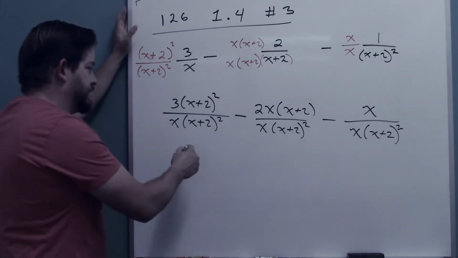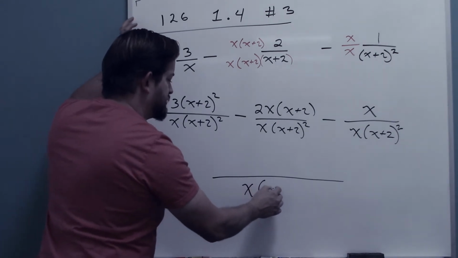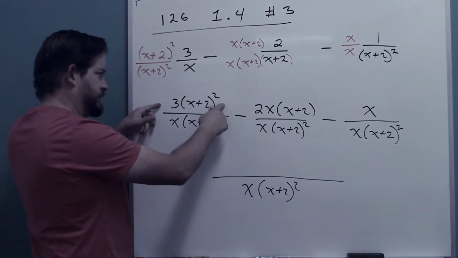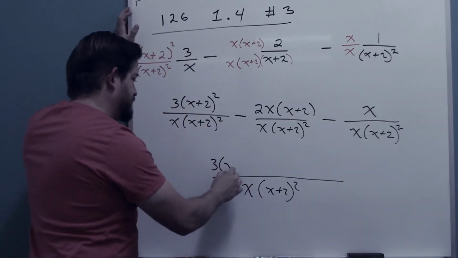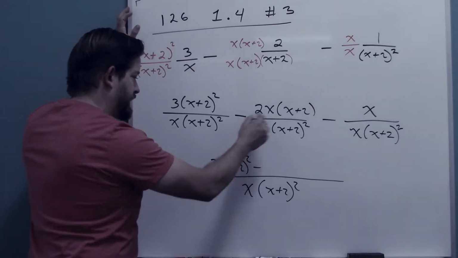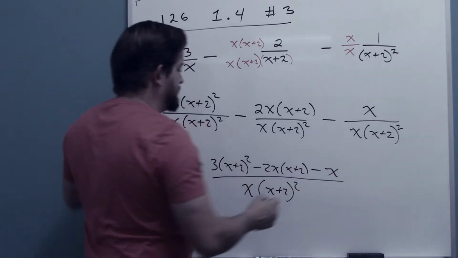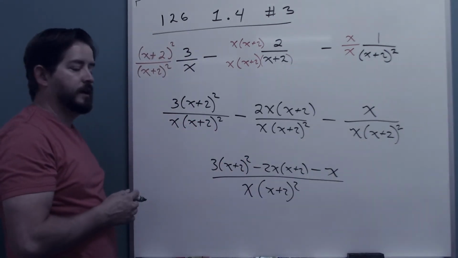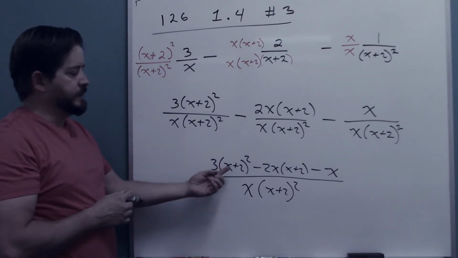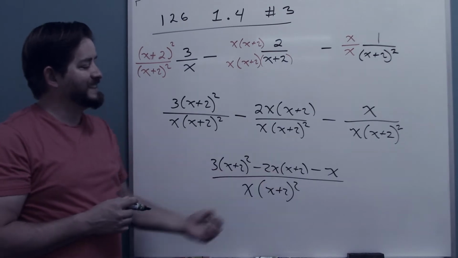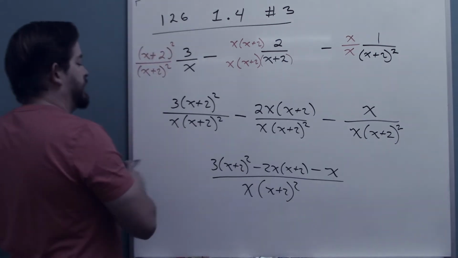If I just try to add it together now, all over the same denominator of x times x plus 2 squared, it's just this thing minus this thing minus this thing, right? So it's just 3 times x plus 2 squared minus 2x times x plus 2 minus x, right? I can't do a whole lot with my numerator up here. It's not easy, but you can play around with trying to factor this as it is. Let's not do that because that gets ugly. Instead, I'm going to expand these things out.